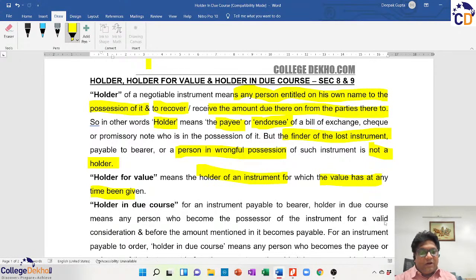ठीक, that person becomes the holder. That person becomes the holder for value.